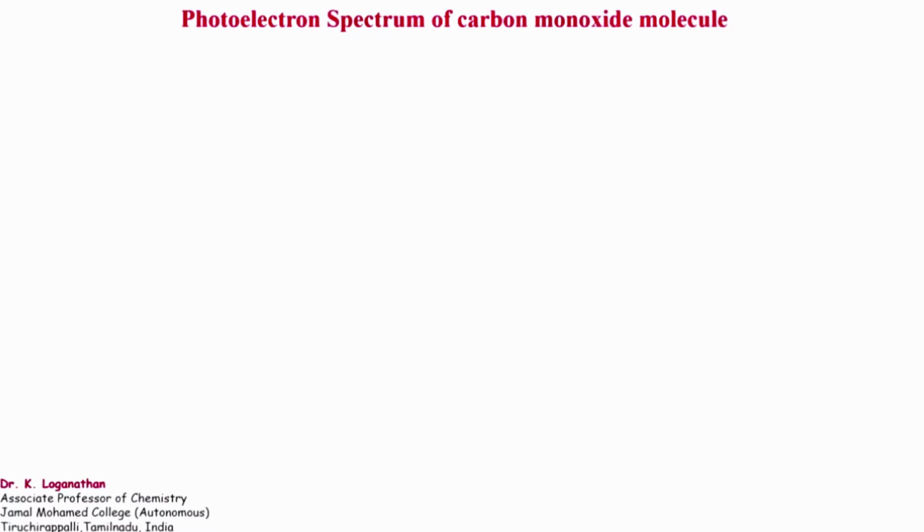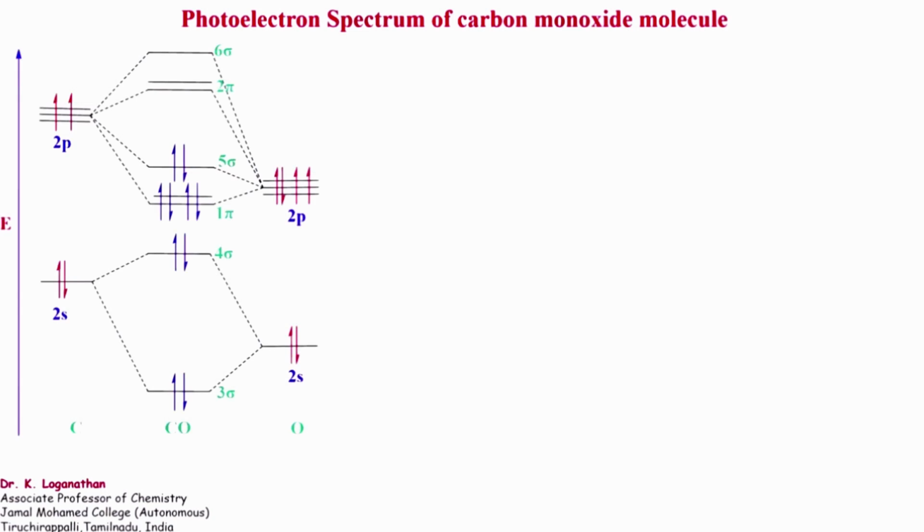Photoelectron spectrum of carbon monoxide molecule. It can be explained by considering the molecular orbital diagram of carbon monoxide. This is the molecular orbital diagram of carbon monoxide molecule with a change in orbital ordering due to sp mixing.